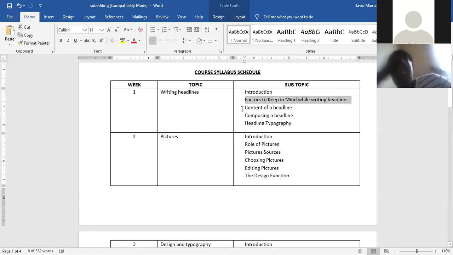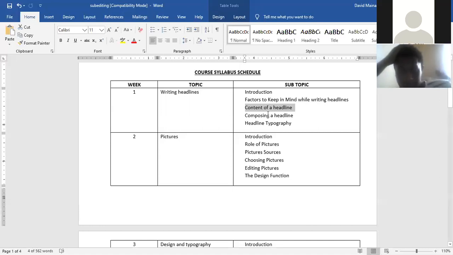We also need to know the content of the headline. Remember, in the newspaper, we said that your headline should be written in an active voice, such that when a reader reads that news, there is that impact. For example, when a president has died, you don't say that the president died. You just say the president is dead. That way, you are telling the reader that this news is very current because you're using active voice.